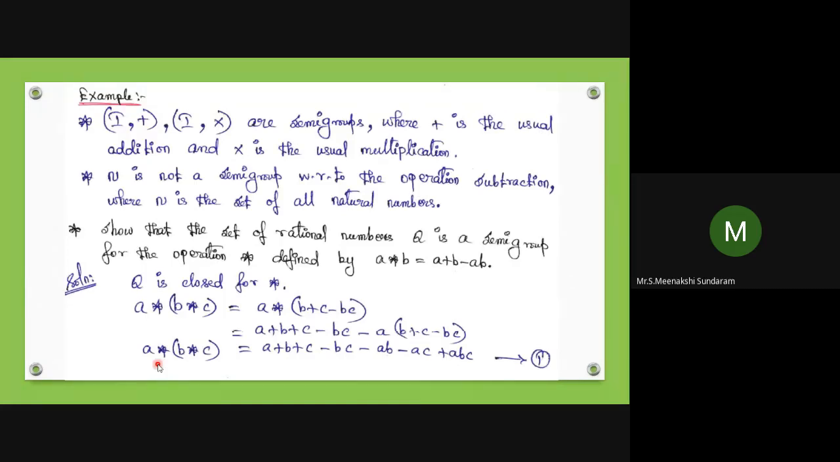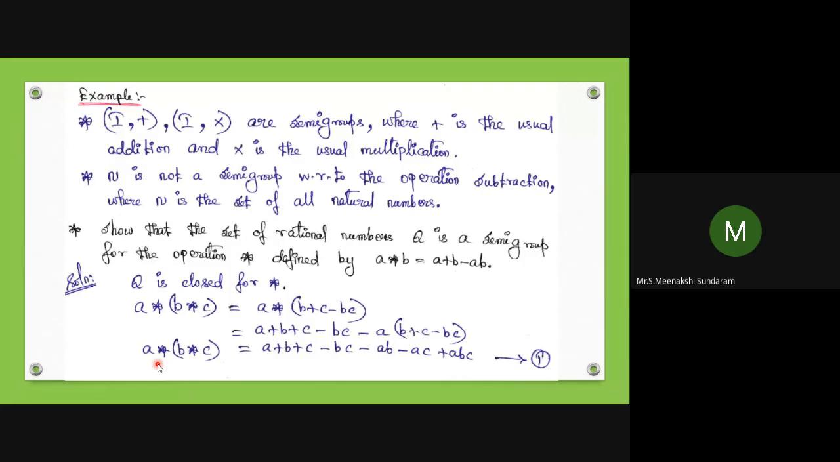So 1 minus 2 is minus 1, and minus 1 minus 3 is minus 4. So it is not satisfied. The left hand side is 2, the right hand side is minus 4. So subtraction is not associative. Therefore, the natural numbers with the operation subtraction are not a semigroup, because it does not satisfy the associative property.